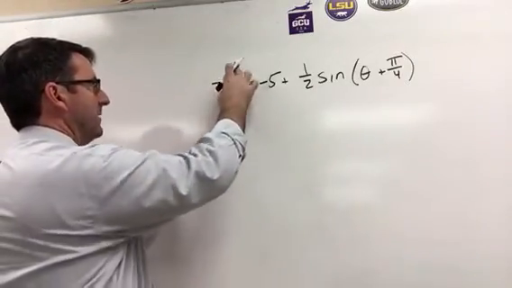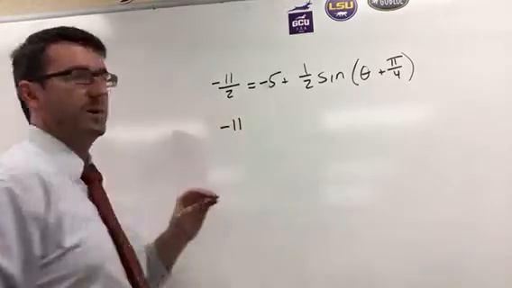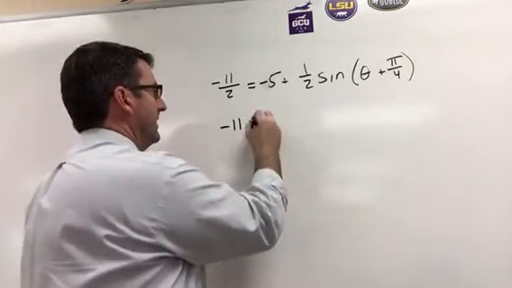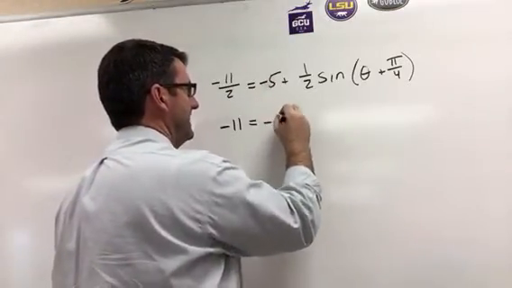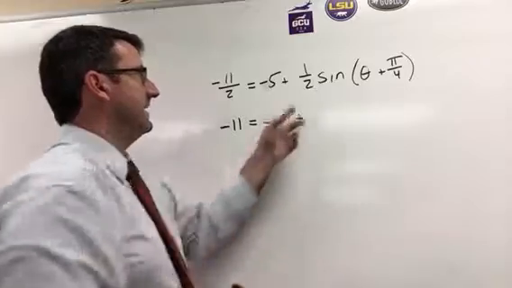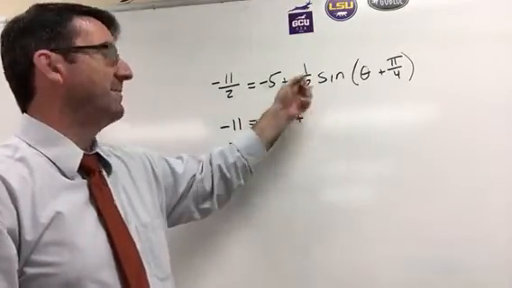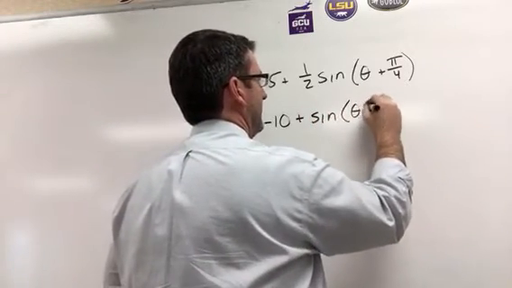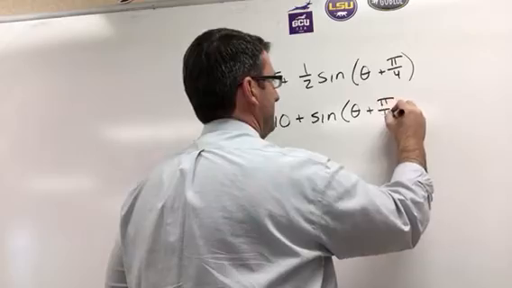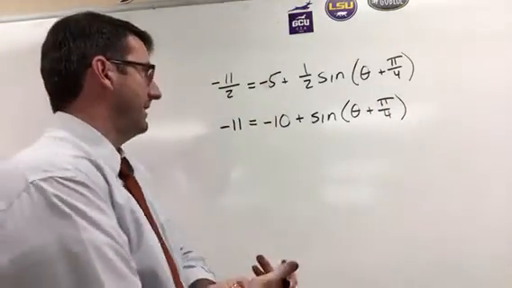So when we multiply this by 2, we get negative 11. That 2 on the bottom goes away. Equals, we multiply this negative 5 by 2, we get negative 10. Plus, and then when we multiply this 1/2 by 2, that becomes 1. So this is just sine of theta plus pi over 4. So now we got rid of all the fractions.